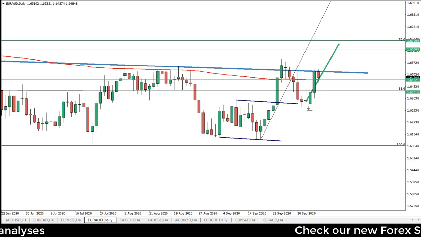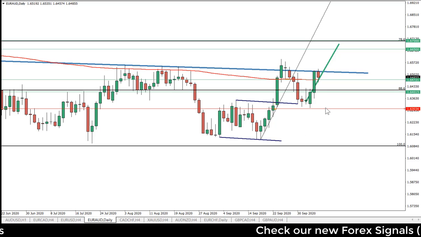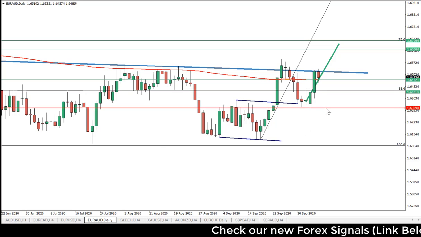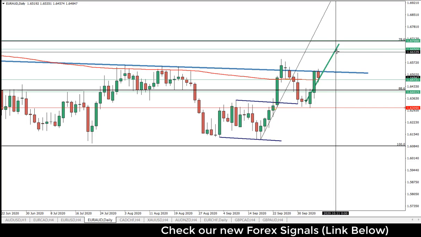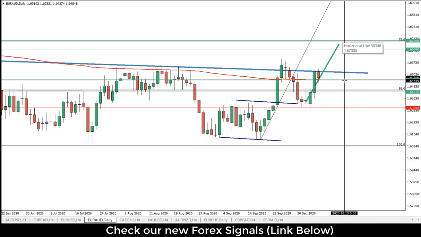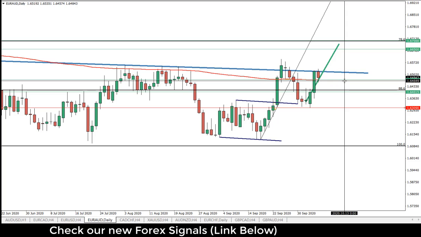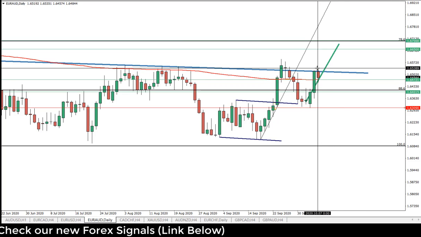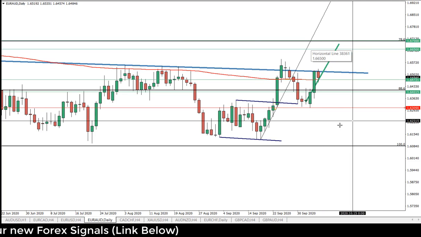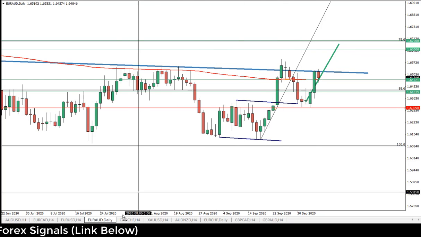But as long as this low holds, I think it will remain bullish for the euro versus Australian dollar. I think there is a huge potential still, and this forecast remains valid. We will be watching it as well.